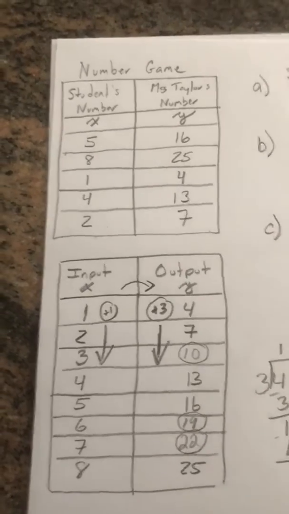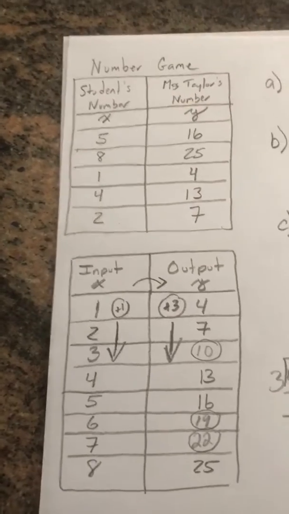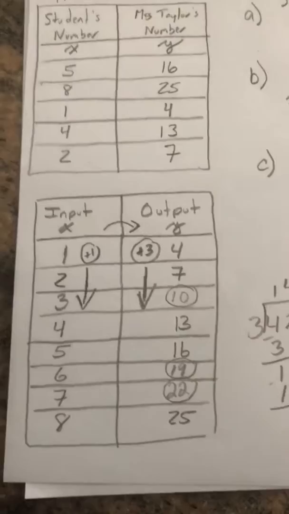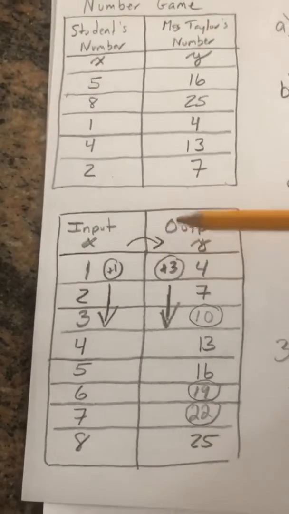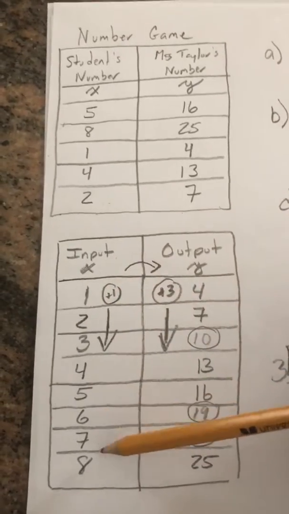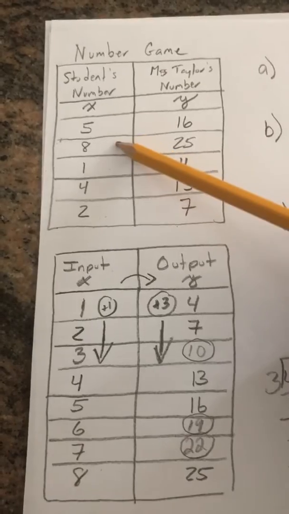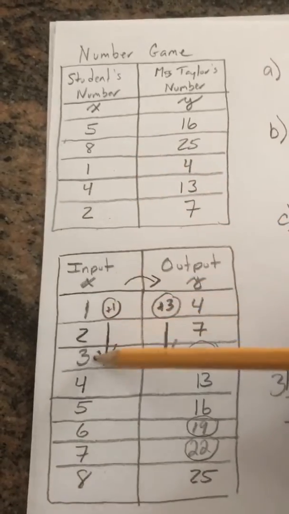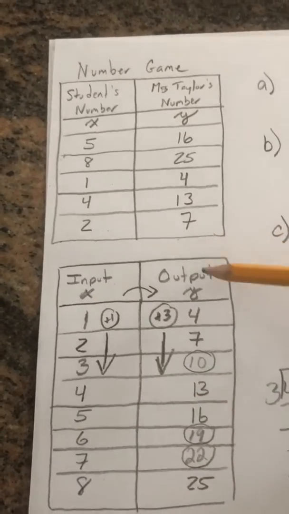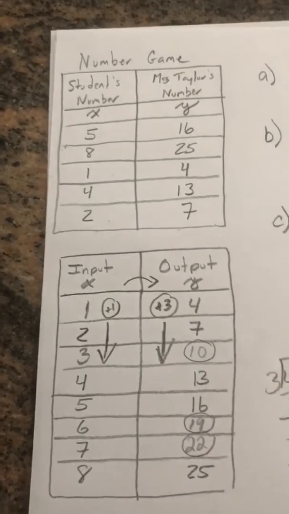Now, when I make this chart, you notice up here they're not in order and there are numbers missing. So when I made the input-output table down below, this represents the students' numbers, and this would be Miss Taylor's numbers. I went 1 all the way through 8. Why? Because 1 was my smallest number and 8 was my largest number for my students. So I want to fill in the missing numbers as I go. Now our output becomes Miss Taylor's numbers. The ones that I circled were the ones that would be missing.